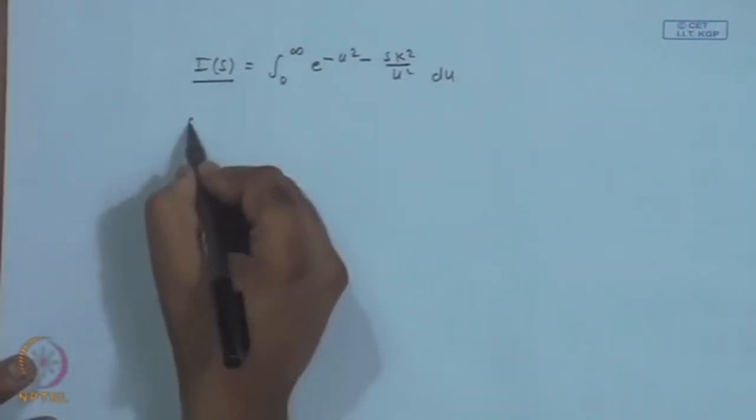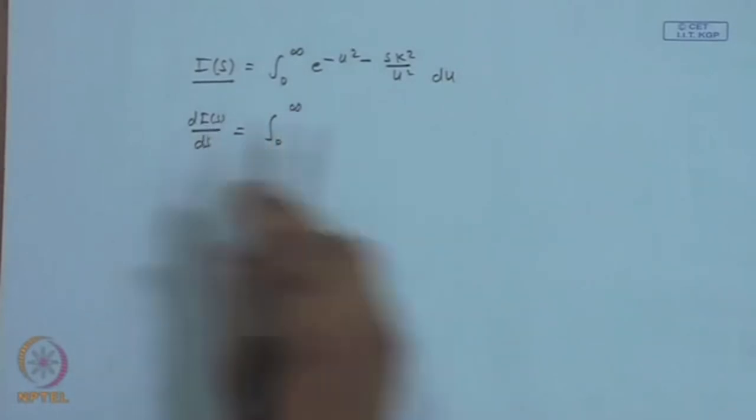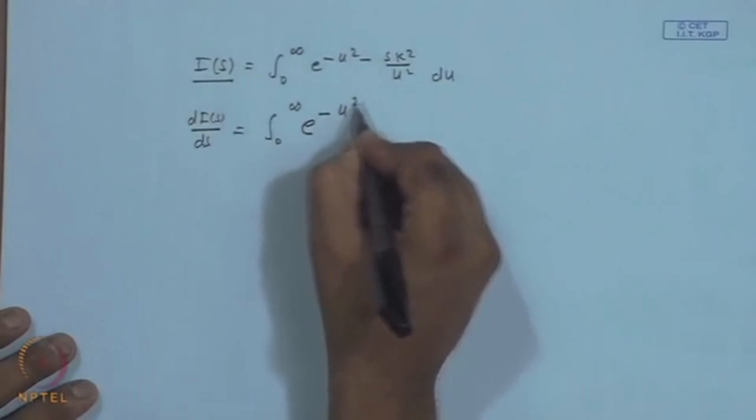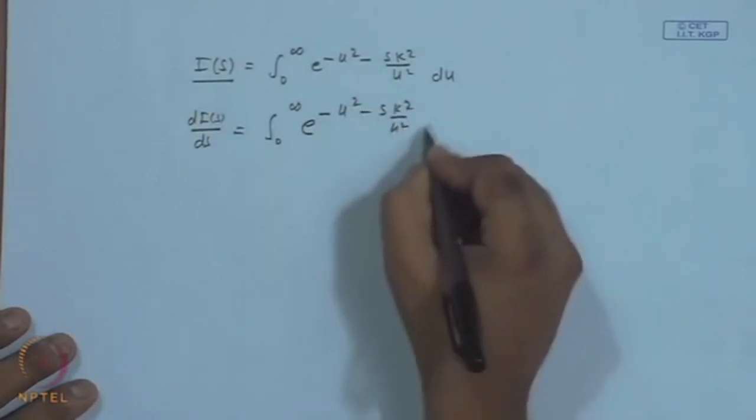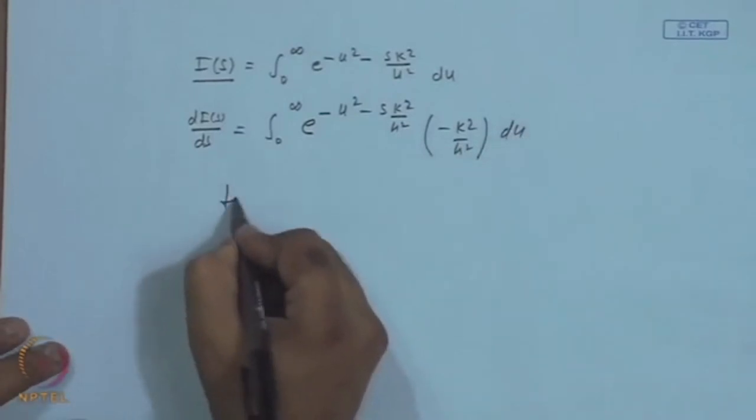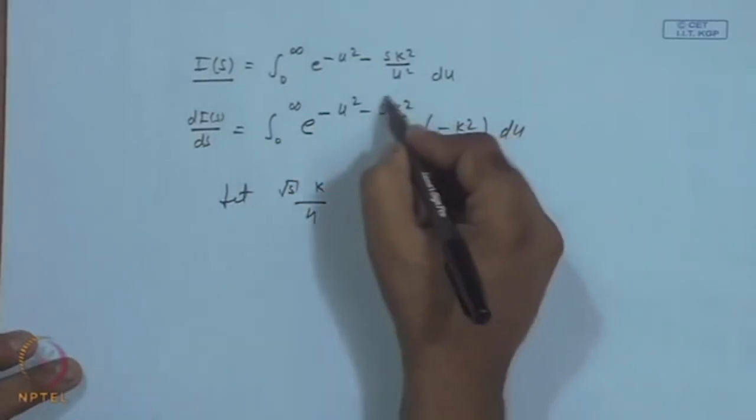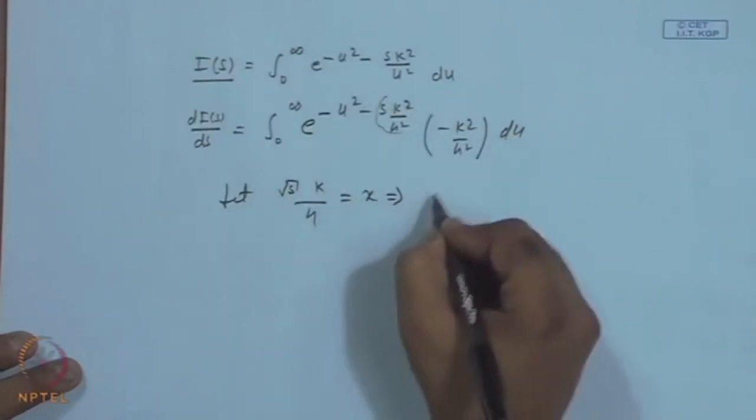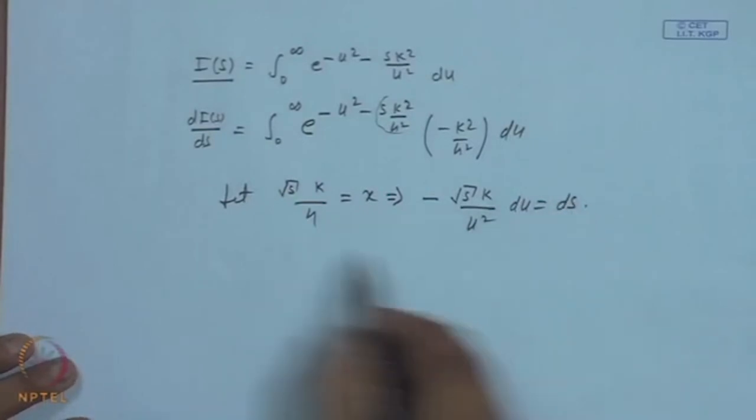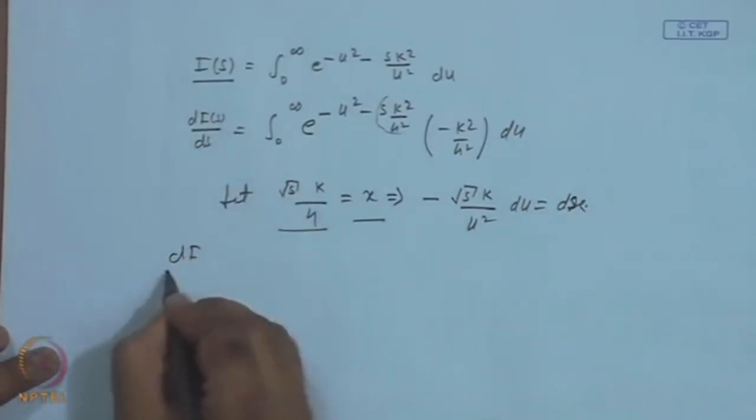So here the trick is that we differentiate this, dI over ds. Differentiation under the integral sign will help to get this integral value. With respect to s, this is again e^(-u^2 - s k^2 over u^2), and differentiating with respect to s we get minus k^2 over u^2, and then we have du. Now to simplify this, we let x equal to square root s k over u. Here we want to make a square, and we assume that this is x, that means we have minus square root s k over u squared, and du is dx, differentiating.